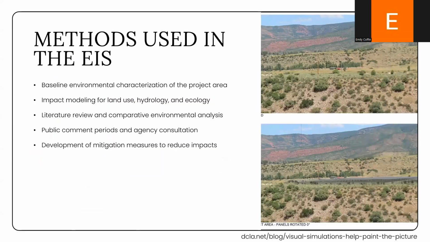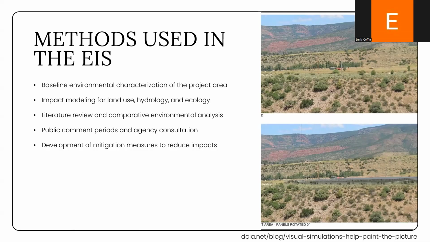The EIS itself relied on several different analytical methods to evaluate the potential impacts of the project. First, the assessment included a baseline environmental characterization of the project area, meaning the authors evaluated existing environmental conditions before the project would occur. The report also included modeling and analysis of potential impacts to land use, hydrology, wildlife, habitat, and other environmental resources. These analyses attempted to predict how the environment could change as a result of the project. In addition, the authors conducted literature reviews and comparative analysis to understand how similar projects have affected environmental systems in other locations.